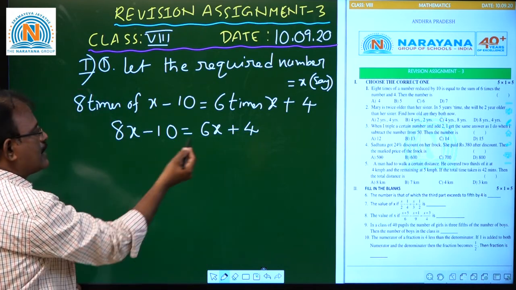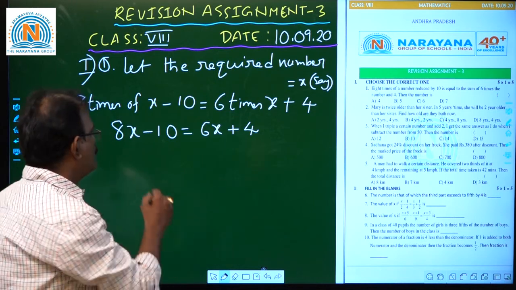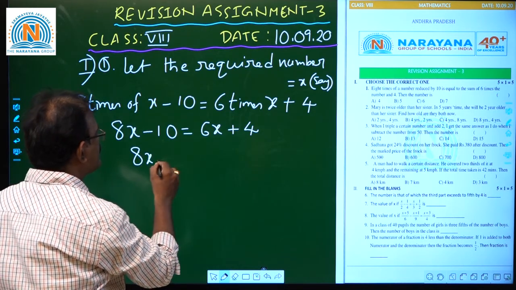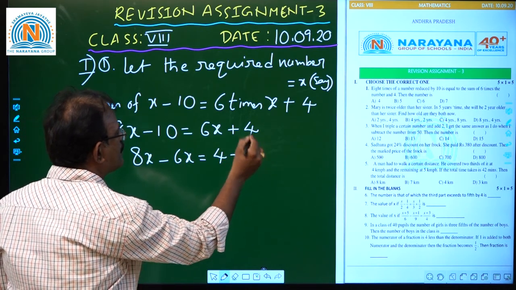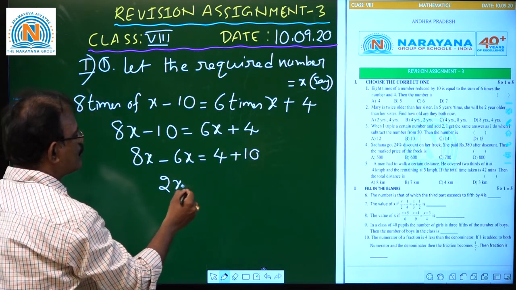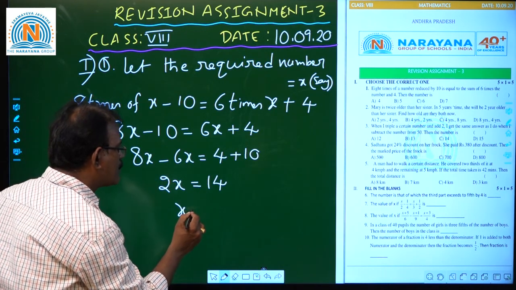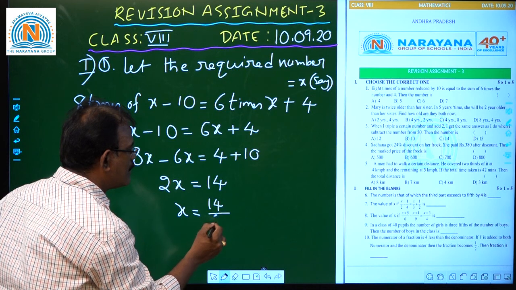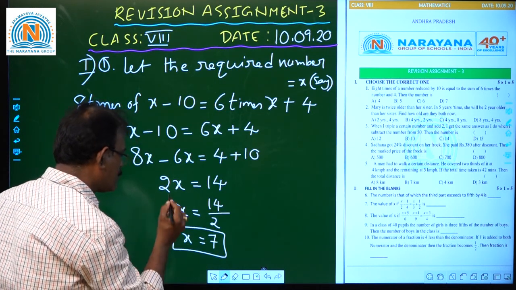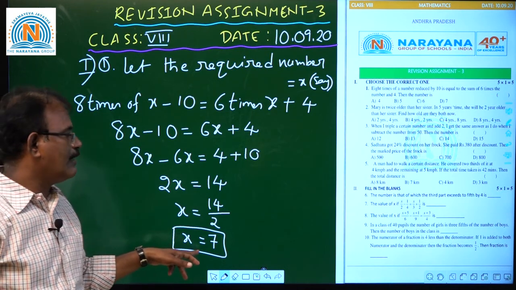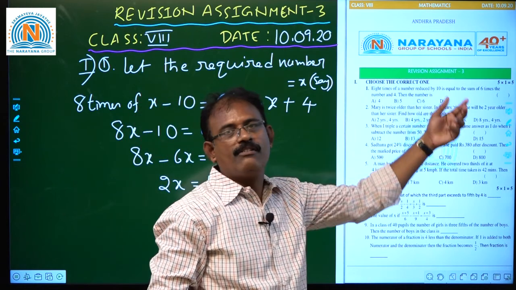So children, transpose the variable terms to the left side and constants to the right side. So 8x minus 6x, and minus 10 becomes plus 10. So 2x is equal to 14. Then when you transpose 2 from LHS to RHS, multiplication will change to division. So 14 divided by 2 is 7. So the required number is 7, children. It is there in the fourth option.